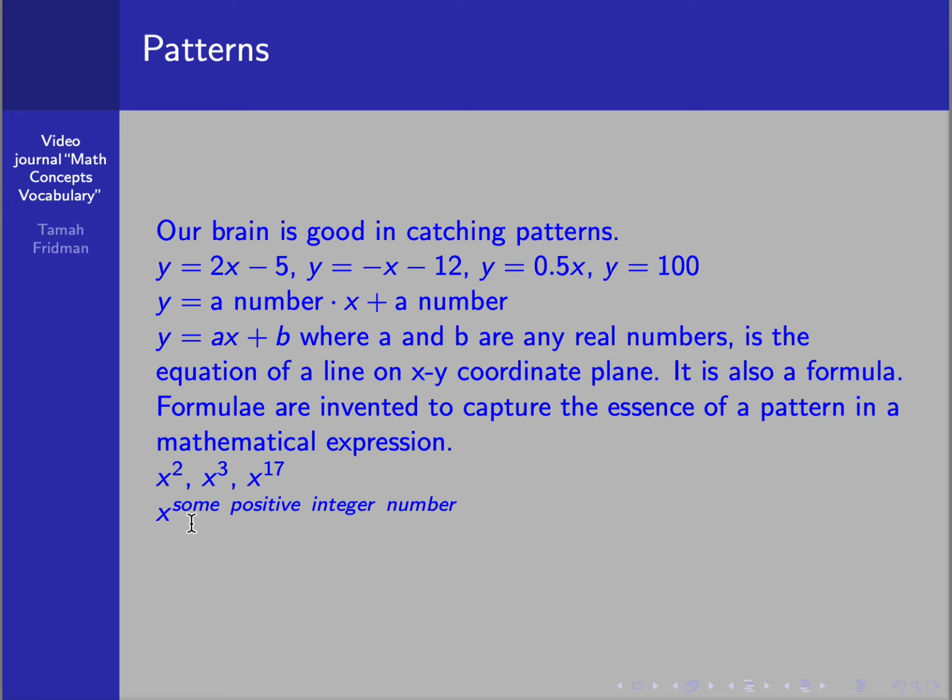Okay, but since I am on some positive integer number, it also reminds me that instead of this, I could say natural number. So I could actually say x to the nth, where n is a natural number, right? And that would be a good formula to describe this pattern.